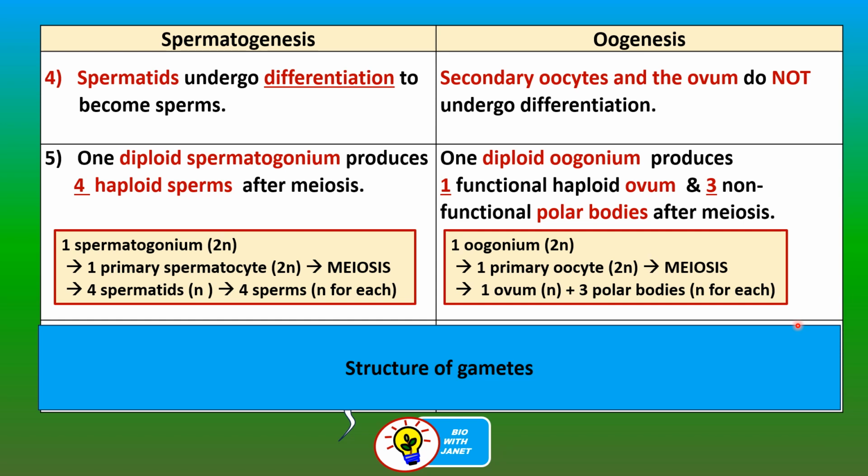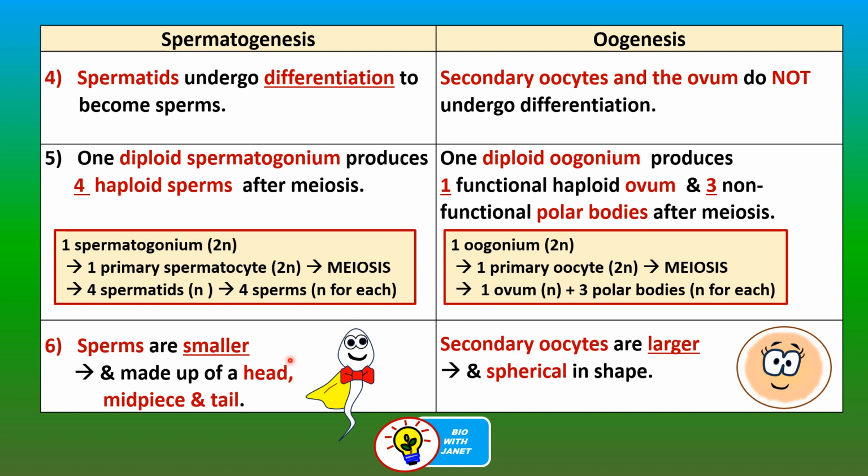Now, what is the structure of the gametes? Sperms are smaller than the ovum or the secondary oocytes, and their structure is such: they are made up of the head, midpiece, and tail region. Okay, whereas the secondary oocytes, which are the immature ovum or ova, are larger, much larger. They are the biggest cells in the body, and they are spherical in shape.